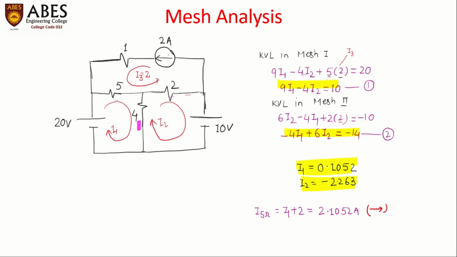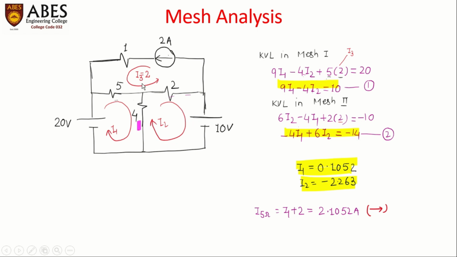of this circuit. To apply mesh analysis, firstly we have to find the meshes. In this particular circuit, the number of meshes is 3. Now the first mesh is this, the second mesh is this, and the third mesh is this. In mesh 1, we have assigned current I1. In mesh 2, we have assigned current I2.